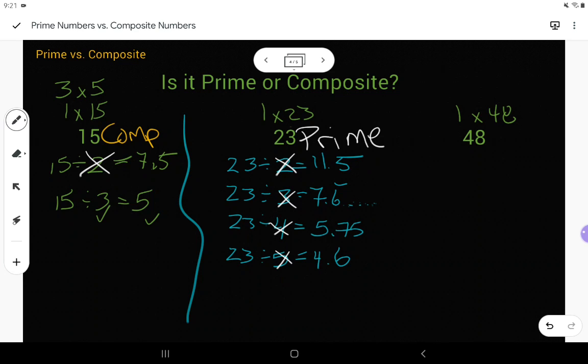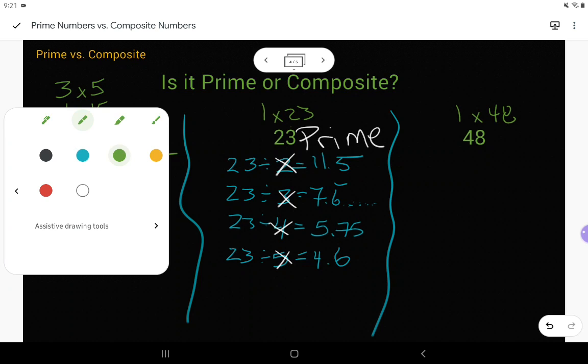Something else that's a nice little hint for you, if you try dividing by 2 and it doesn't work, 4 is not going to work. Neither is 6. Neither is 8. Neither is 10. Neither is 12. Because those numbers are all even numbers. And if we can't divide by 2, we can't divide by any even number. So I actually could have even skipped this one. Just a little hint for you.